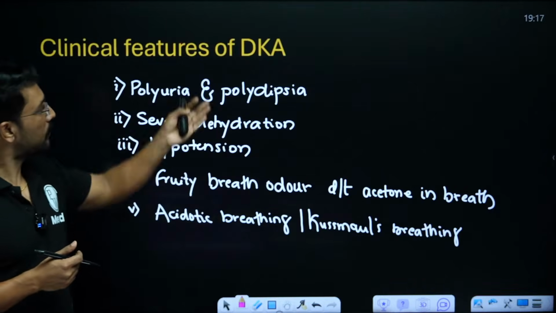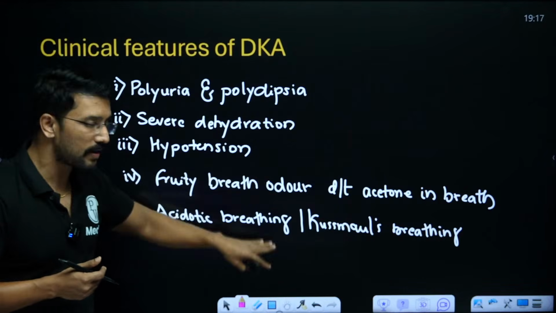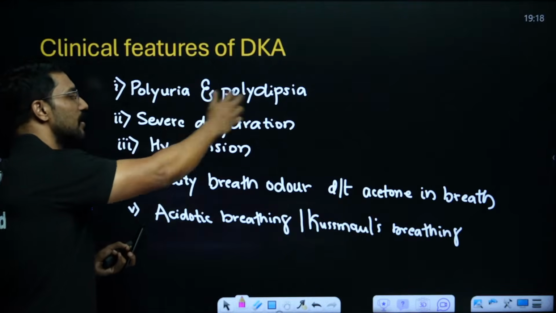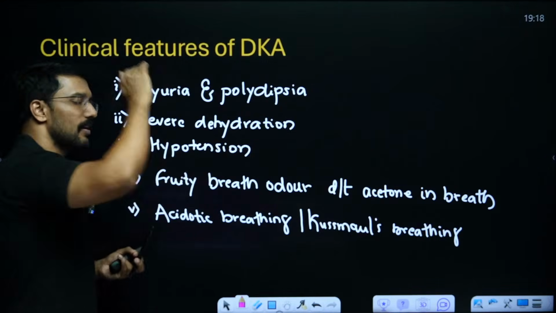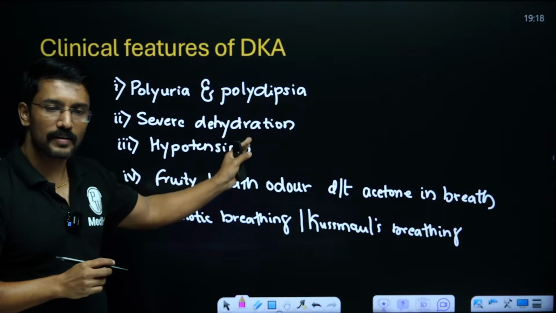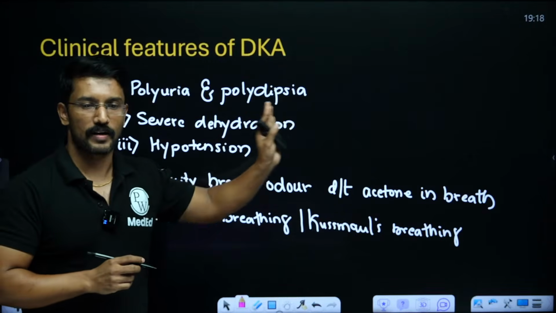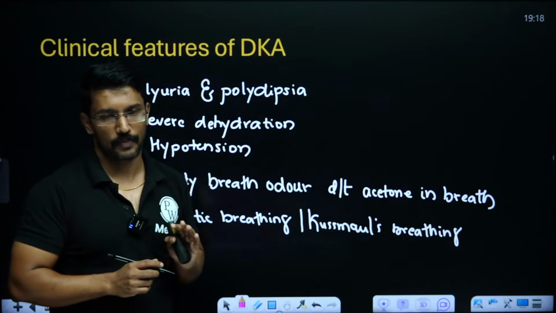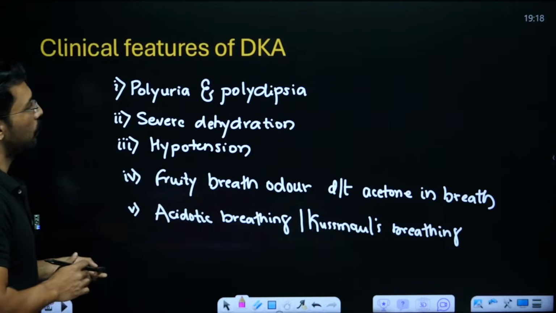But in patients with the HHS, because these acidotic symptoms are not there, they present to the hospital late. जब बहुत ज़्यादा dehydration हो चुका होगा और बहुत ज़्यादा BP drop हो चुका होगा, they come at that stage. That's why the HHS carries higher mortality. DKA patients, because of the symptoms of acidosis, they present early. So thus it carries lower mortality, right?